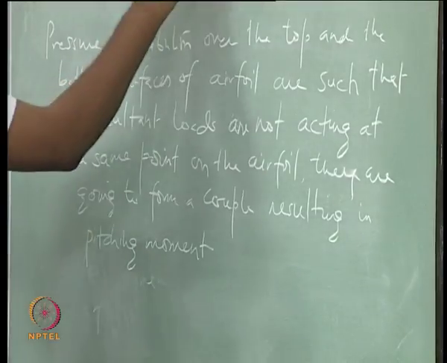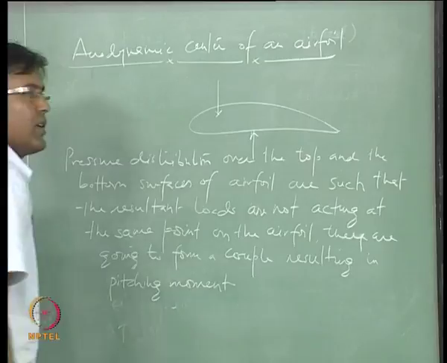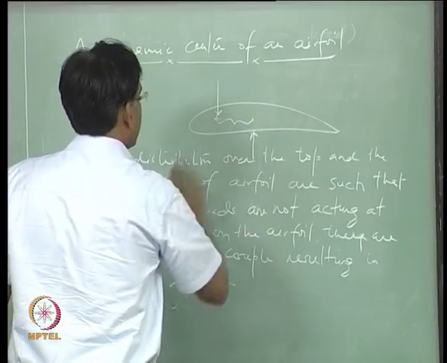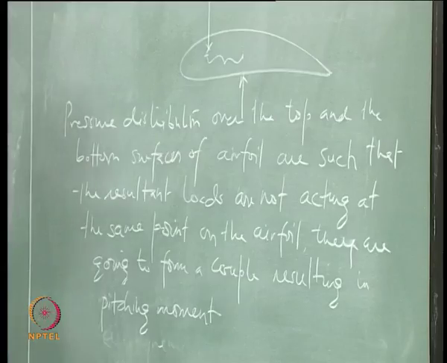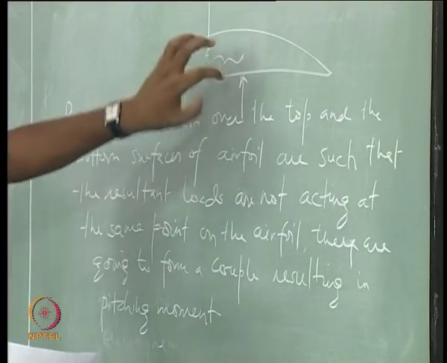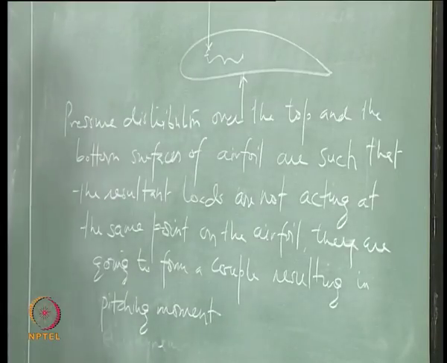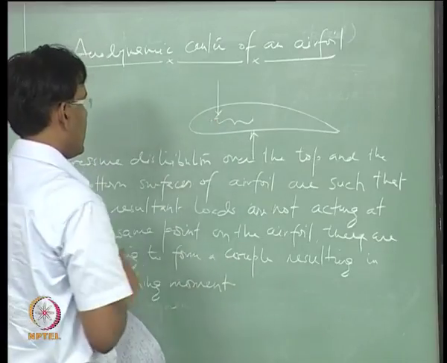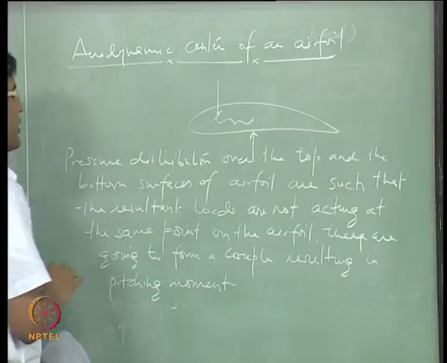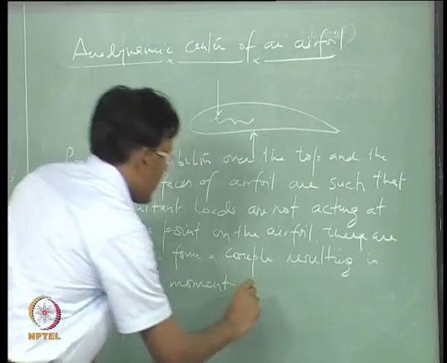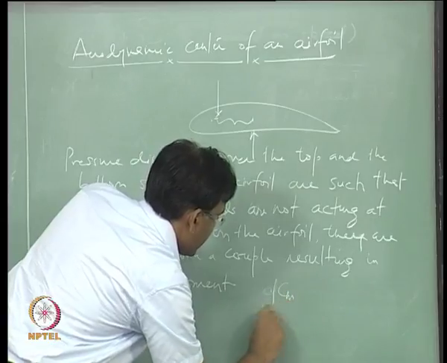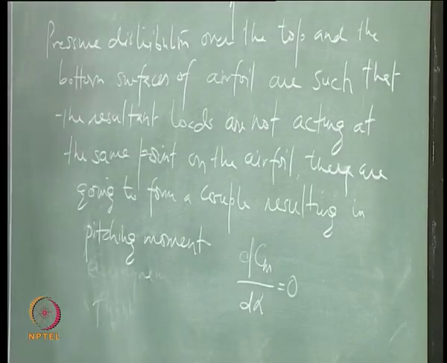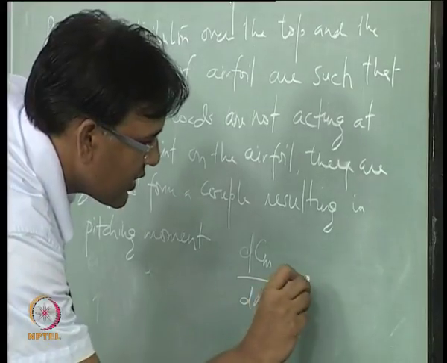So, let us say the resultant loads are acting at two different points, then this kind of arrangement of the resultant loads are going to give rise to a pitching moment. There is one point on the airfoil along the chord of the airfoil where the change in pitching moment with respect to change in angle of attack is 0, and that point on the airfoil is called the aerodynamic center of the airfoil.